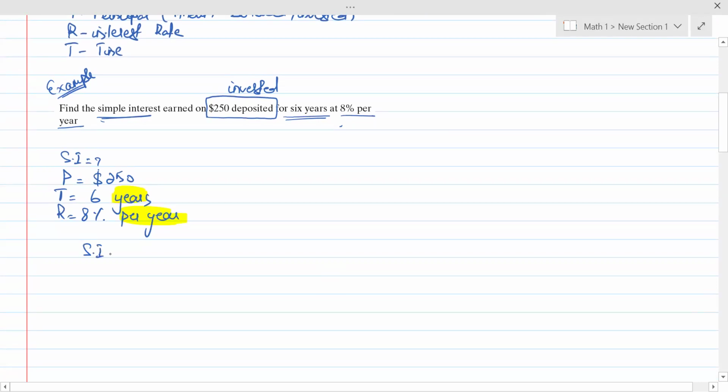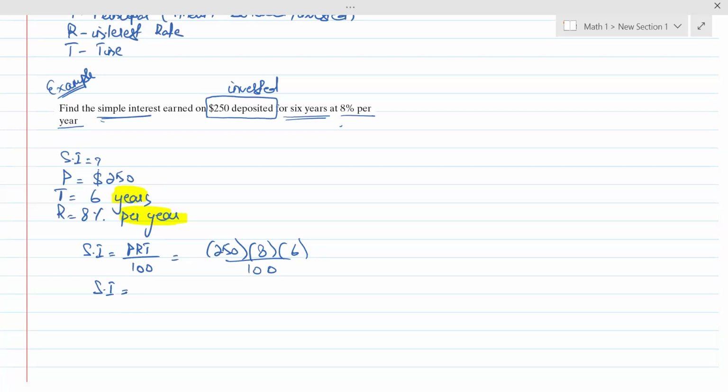The simple interest is equal to PRT upon 100. P, the principal, is 250. R, the rate, is 8. Time, the years, is 6, upon 100. So simple interest to be calculated would be 250 into 8 into 6. We are getting this as 120. So $120 is the simple interest earned.